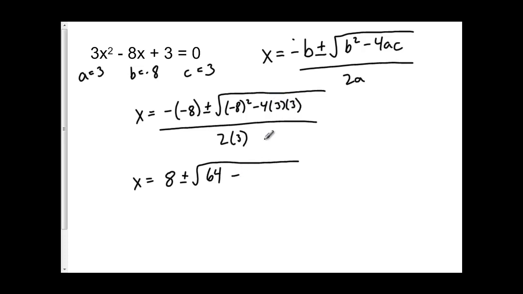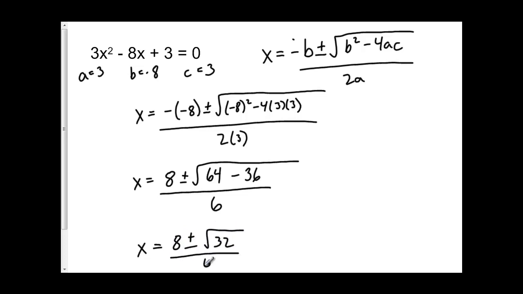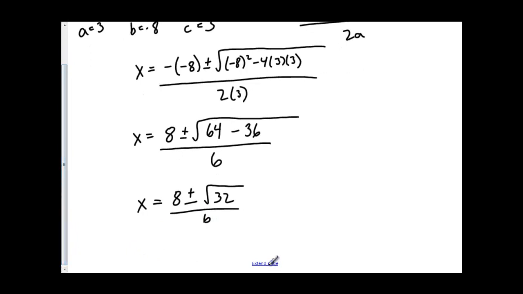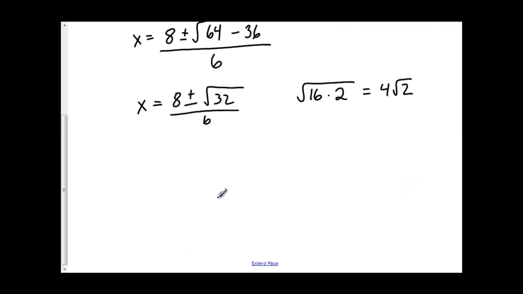Multiply these together, 4 times 3 times 3 is going to be 36, and I'm going to divide all of that over 6. Simplifying just a little bit more, I get plus or minus the square root of 32 all over 6. If I'm asked to give the exact answer, I don't want a decimal approximation of root 32. I'm going to break my 32 down into 16 times 2, which is going to reduce nicely to 4 root 2. Because I know that the root of 32 is the exact same as 4 root 2, I can substitute that in. So plus or minus 4 root 2 over 6.